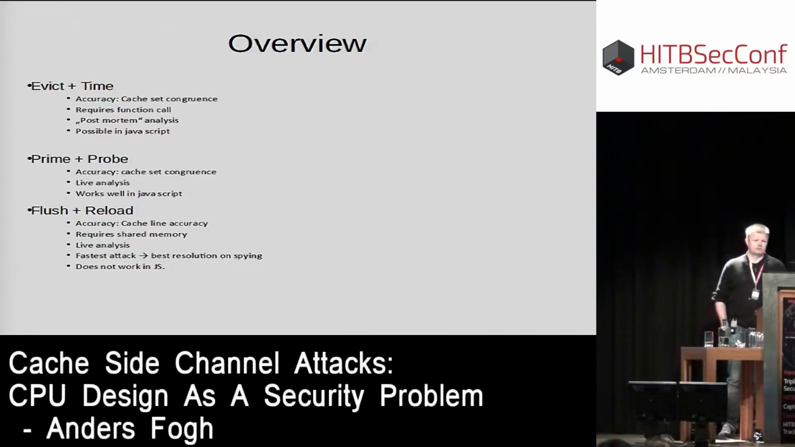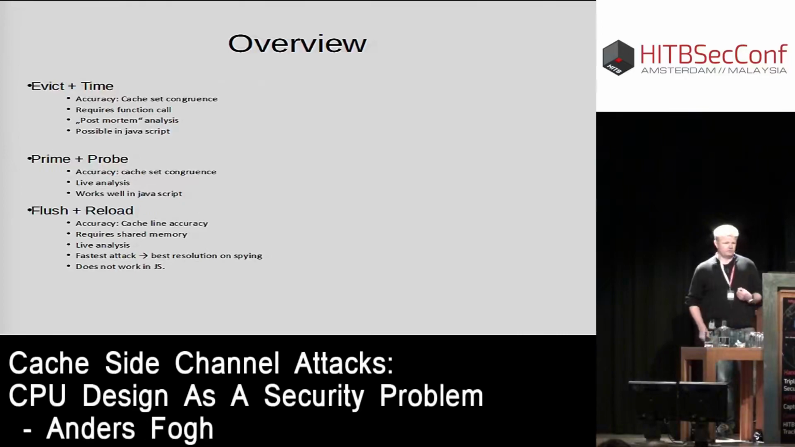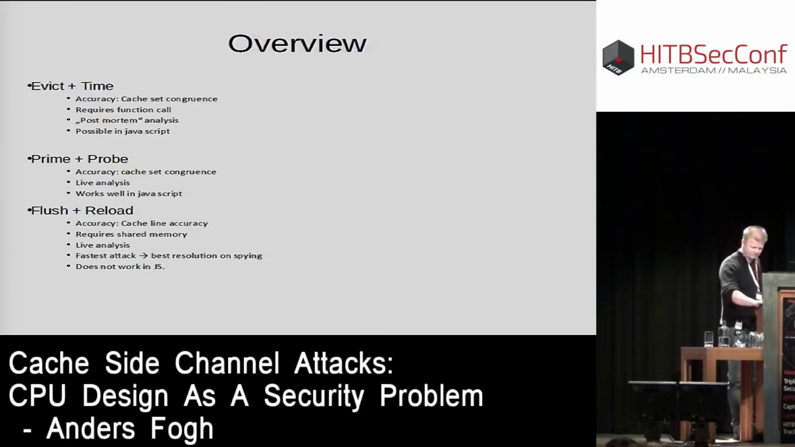Finally, flush and reload. The accuracy is cache line accuracy. We get this accuracy because we share memory with the victim. Again, it's live analysis, and there's another advantage of this attack. That is, it's faster than prime and probe. Faster means that you get better temporal resolution when you're spying, meaning that if you're spying on a crypto algorithm and want to get real nitty-gritty data, you're better served with flush and reload than prime and probe. Flush and reload doesn't work in JavaScript. Well, it actually does, but it's not very useful. So I had let this point stand in my slides.